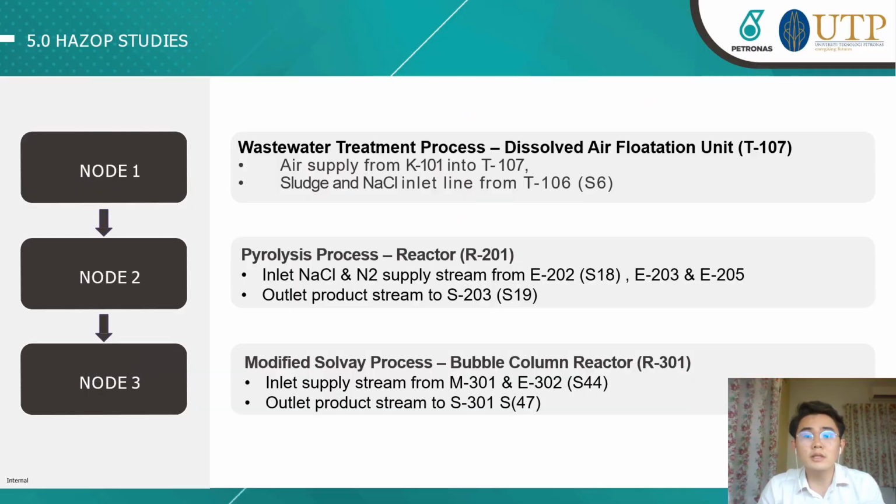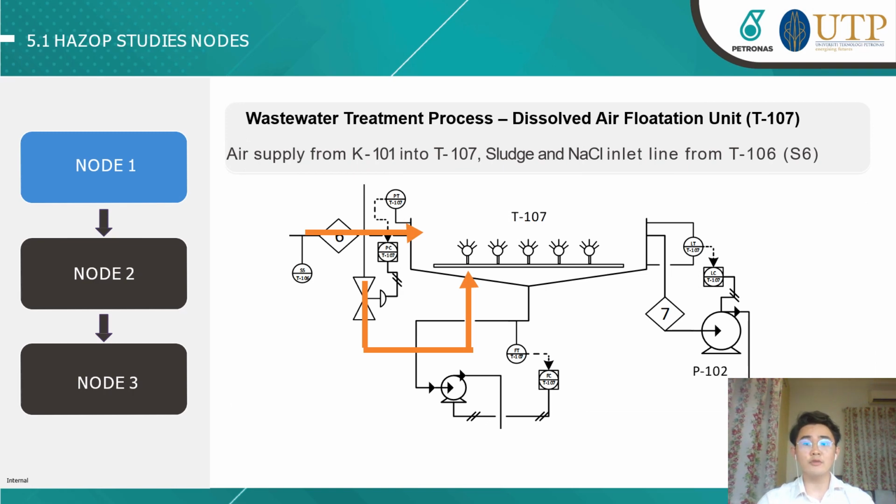So for the HAZOP studies in this design, we selected these three study nodes, which involve all three main equipments of each process, which is the DAF unit in wastewater treatment and the reactors for pyrolysis and Solvay process. The diagram shown here is the DAF unit, and the orange line indicates the stream which potentially brings harm to the process, which is the air supply from the compressor 101 and the feed solution inlet from the flocculation tank.